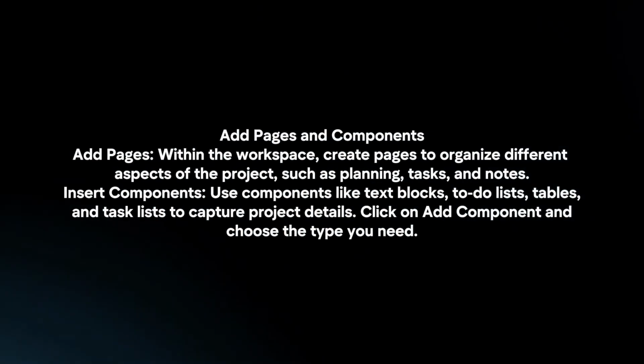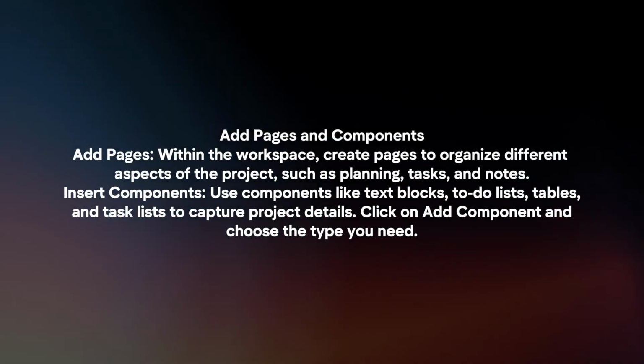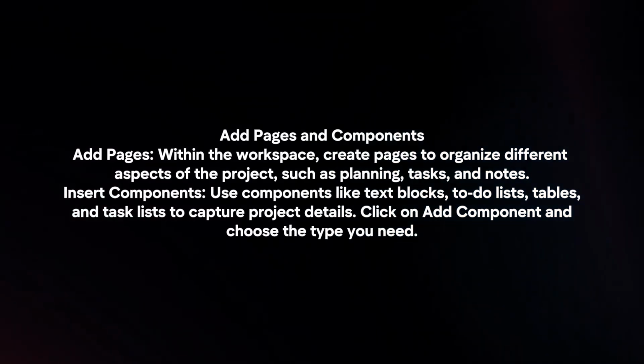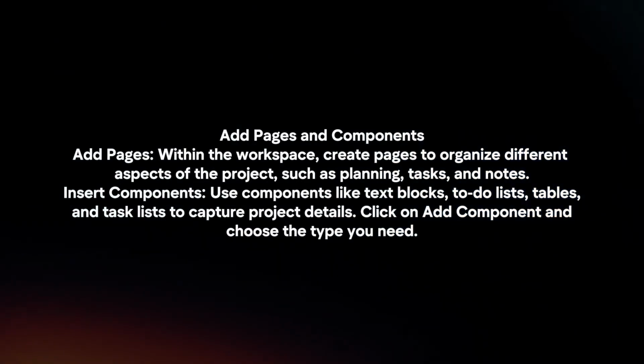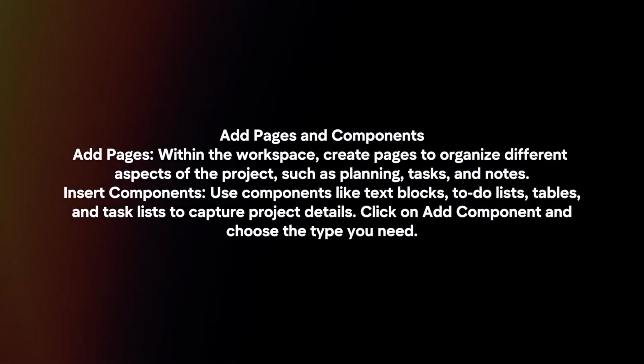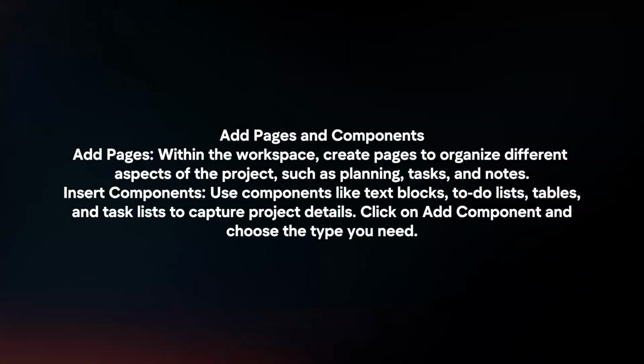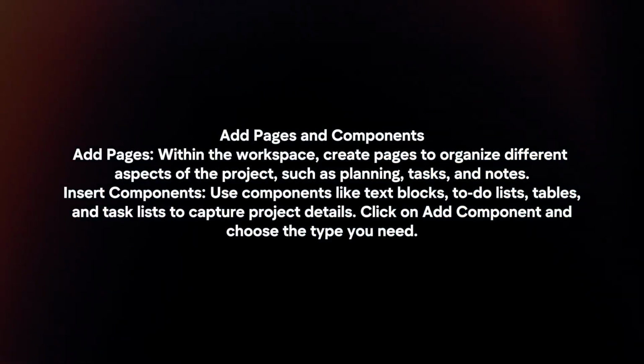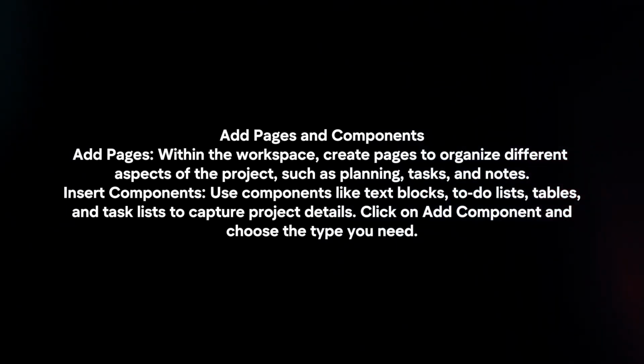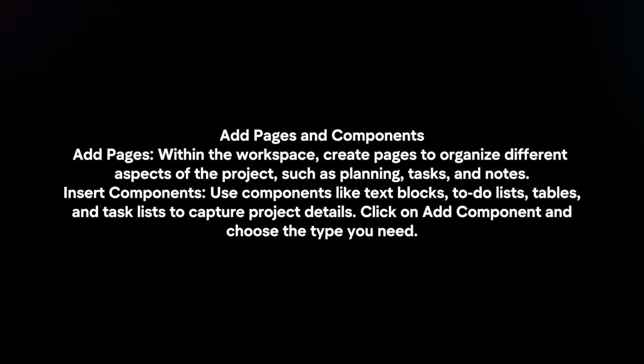Add pages and components. Add pages. Within the workspace, create pages to organize different aspects of the project, such as planning, tasks, and notes. Insert components. Use components like text blocks, to-do lists, tables, and task lists to capture project details. Click on Add Component and choose the type you need.